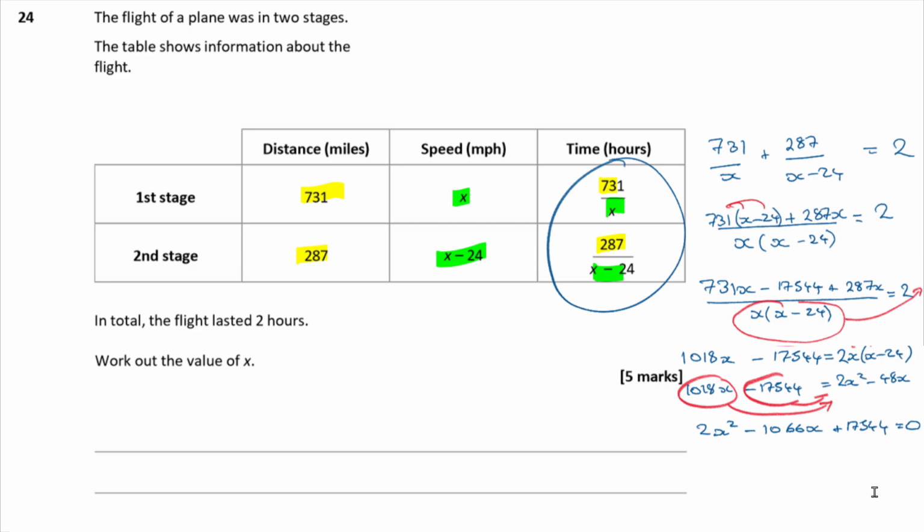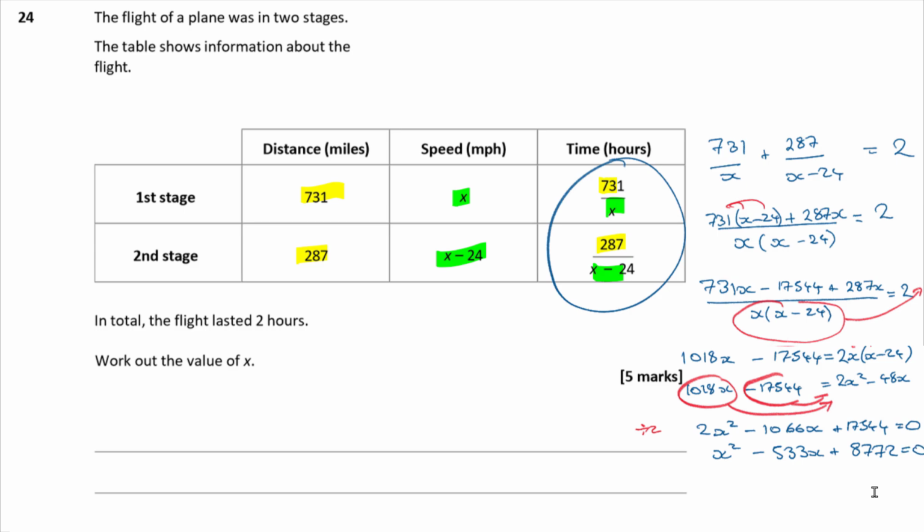Okay. Now notice I've got a 2x squared at the beginning, so I can make things a little bit easier for myself just by dividing through by 2. So that's going to give me x squared minus, what's half of 1066? That's 533, isn't it? So 533x plus half of 17,544. 17,544 divided by 2 comes out to be 8,772. And that's equal to 0.